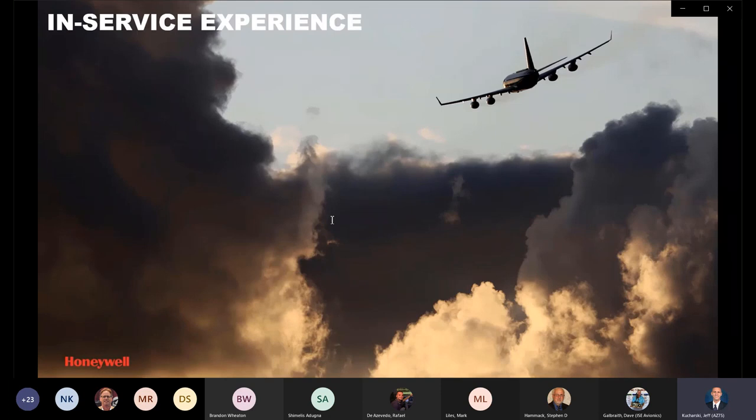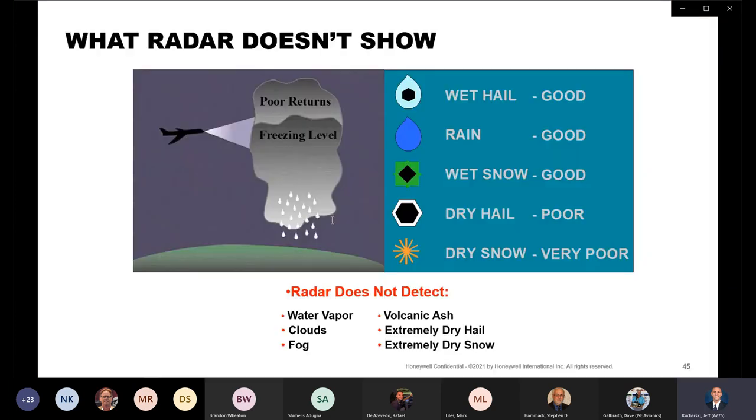So now we'll look at some in-service experience, or questions and things that we've received from operators. So let's look at a couple things that are often misunderstood about X-band weather radar systems. This isn't really any different from legacy radar, but a lot of pilots think that the radar should detect these. But radars are designed to reflect off of water droplets of sufficient size and quantity. They do not detect water vapor, clouds, fog, volcanic ash, or extremely dry hail and snow. Rain, wet hail, and wet snow are very good reflectors of radar energy, but dry hail, for example, only returns about 3% of the energy that a raindrop does.